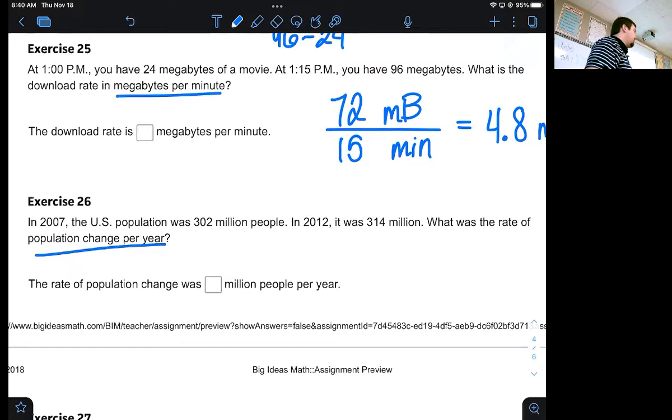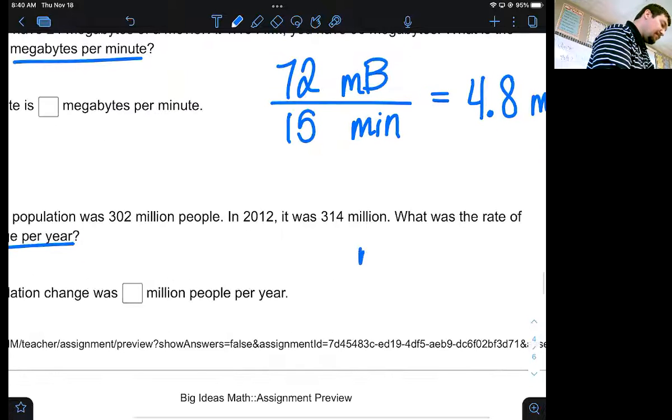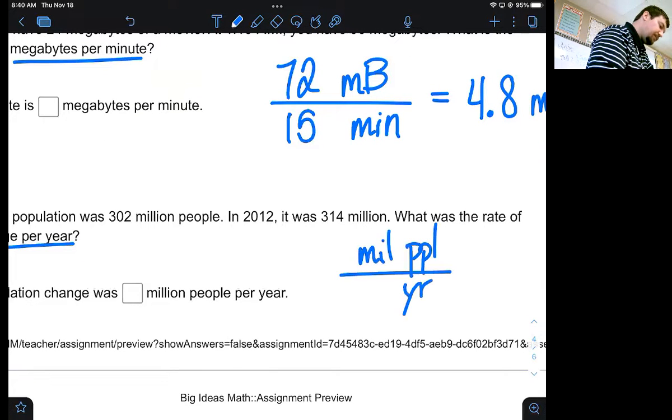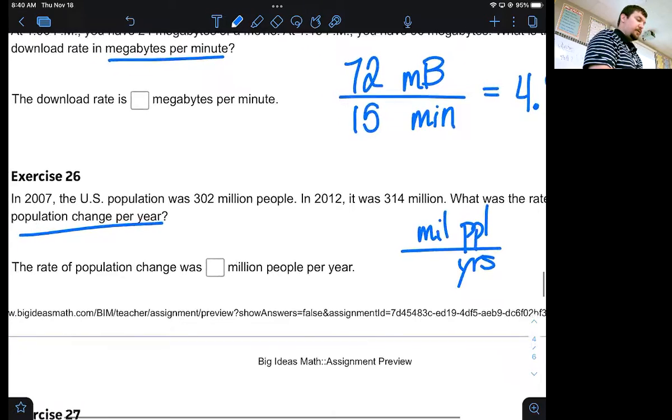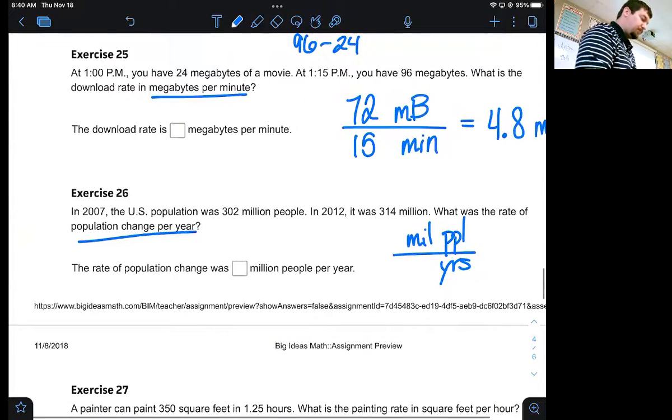How did they do it, Ashland? Yeah, million people per year. So that's how I'm going to put my ratio. I got million people on top, and I got year on bottom, or years. Technically, it's going to be years because I'm going to figure that out right now. I need to extend my fraction over a little bit.